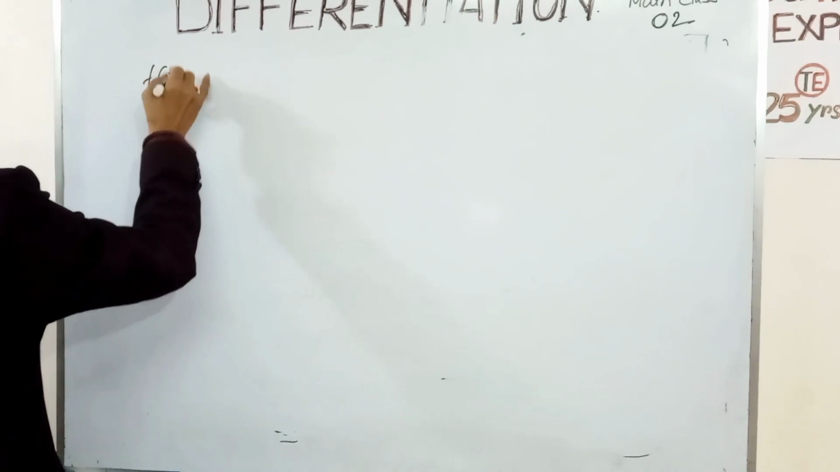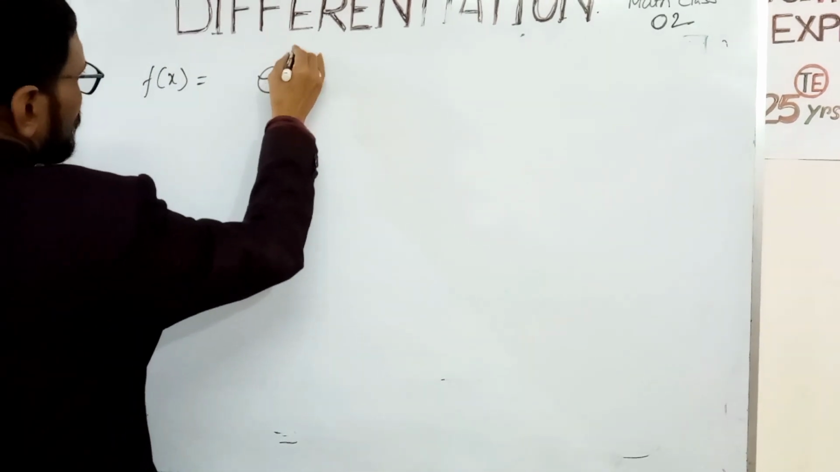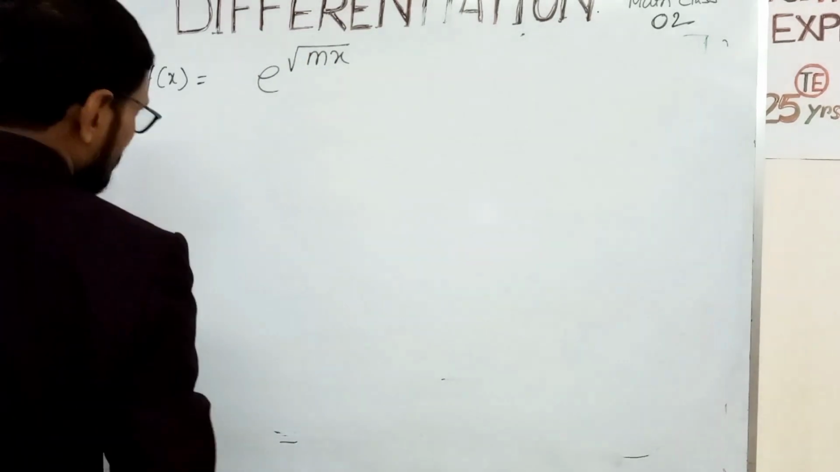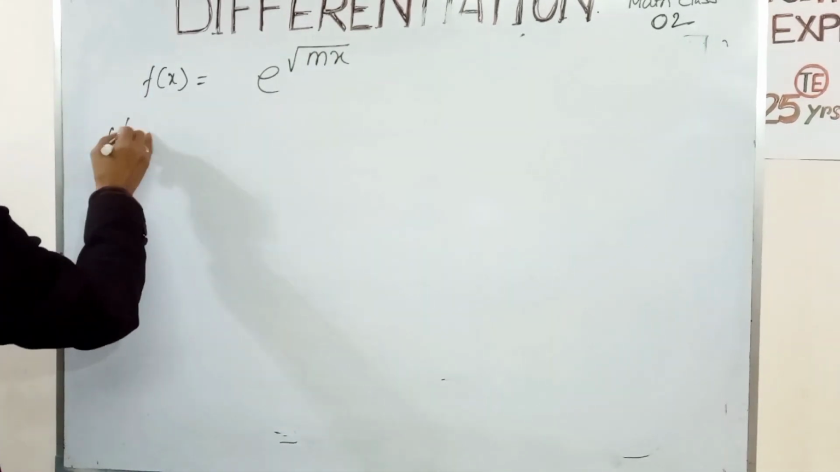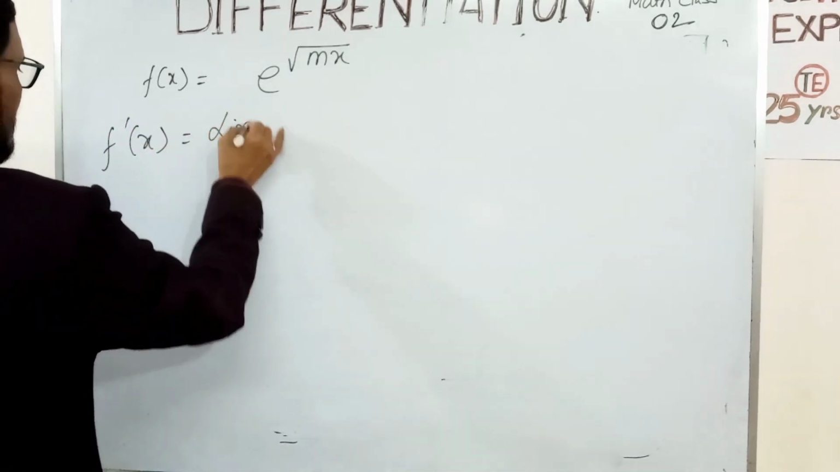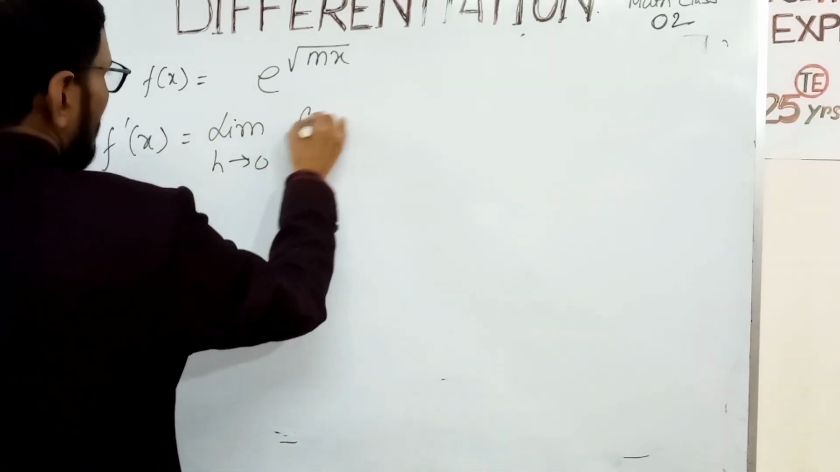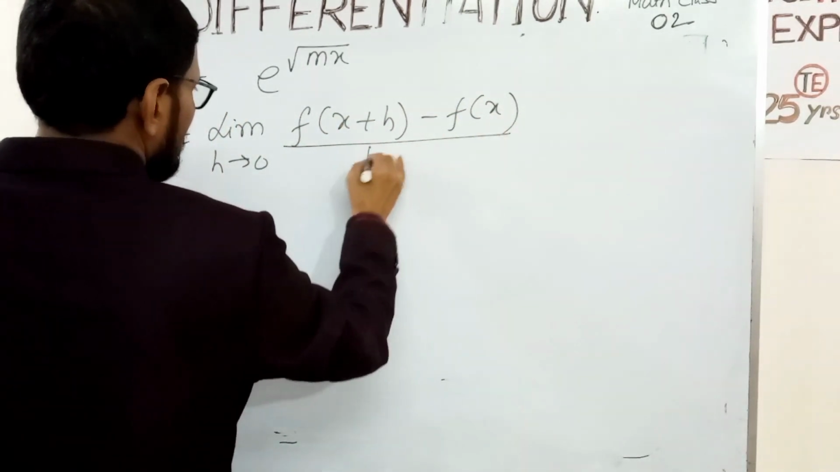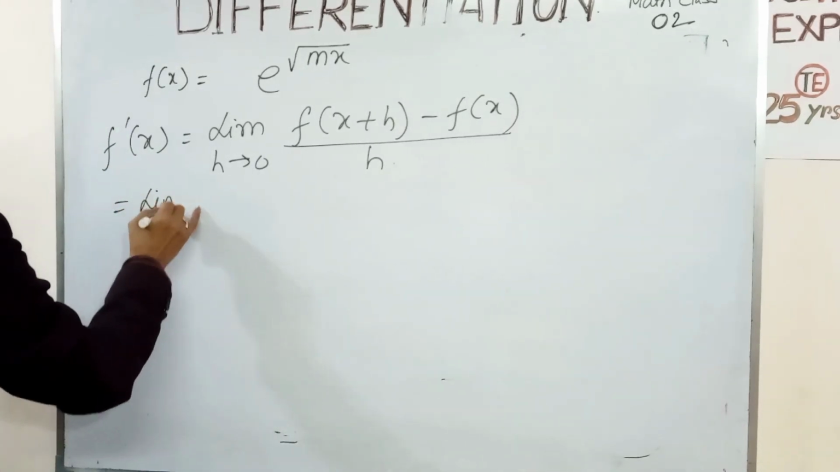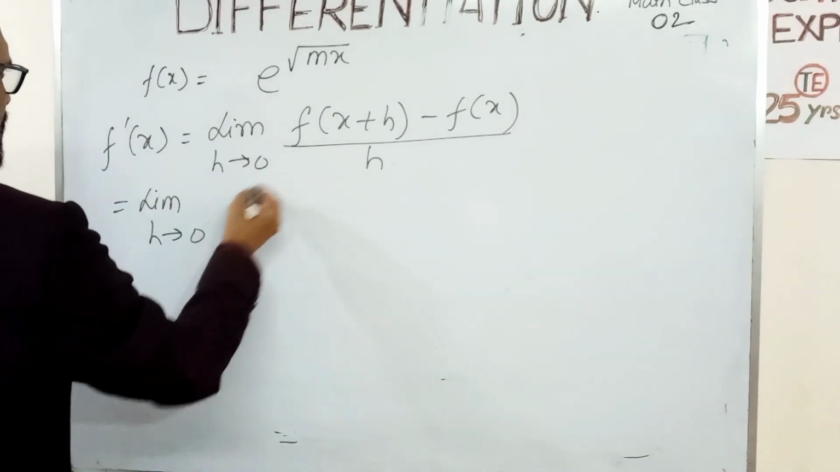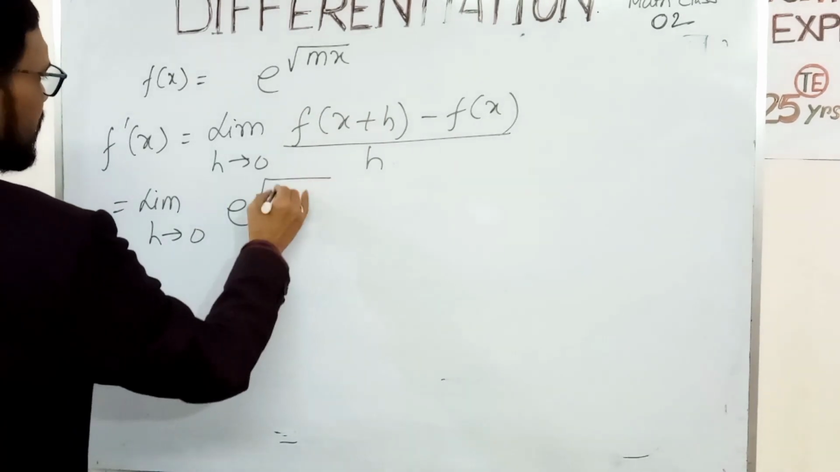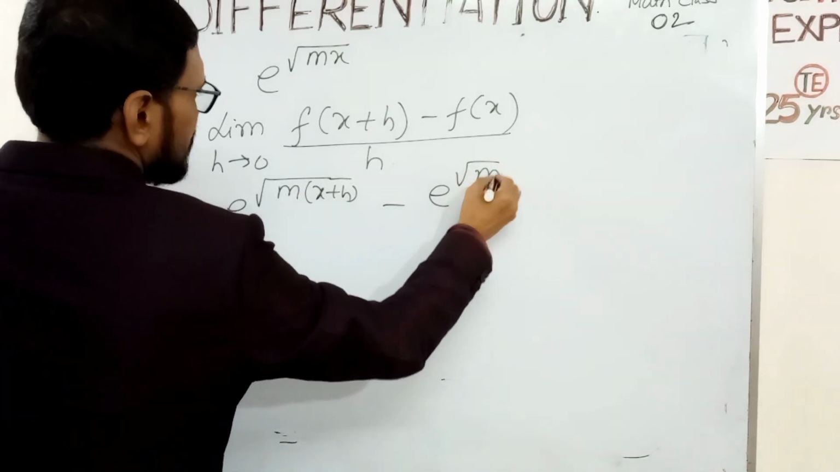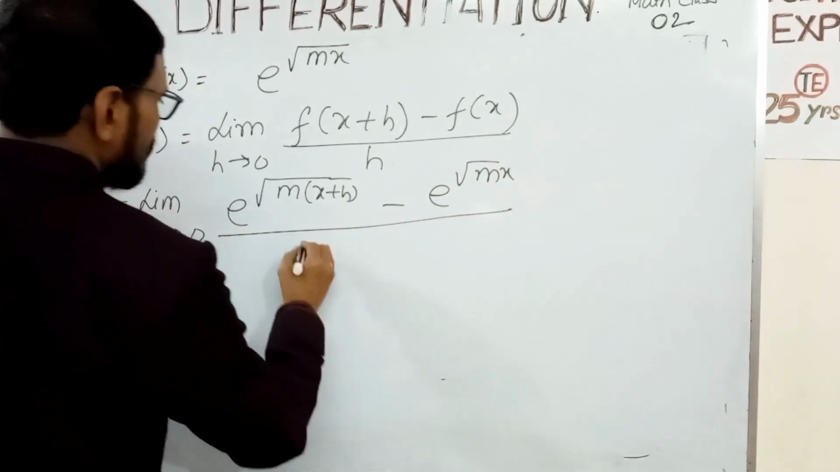The next function is fx equal to e to the power root over mx. So f dash x is equal to limit h tends to 0 of f of x plus h minus fx by h, which is equal to e to the power root over m of x plus h, minus e to the power root over mx, by h.